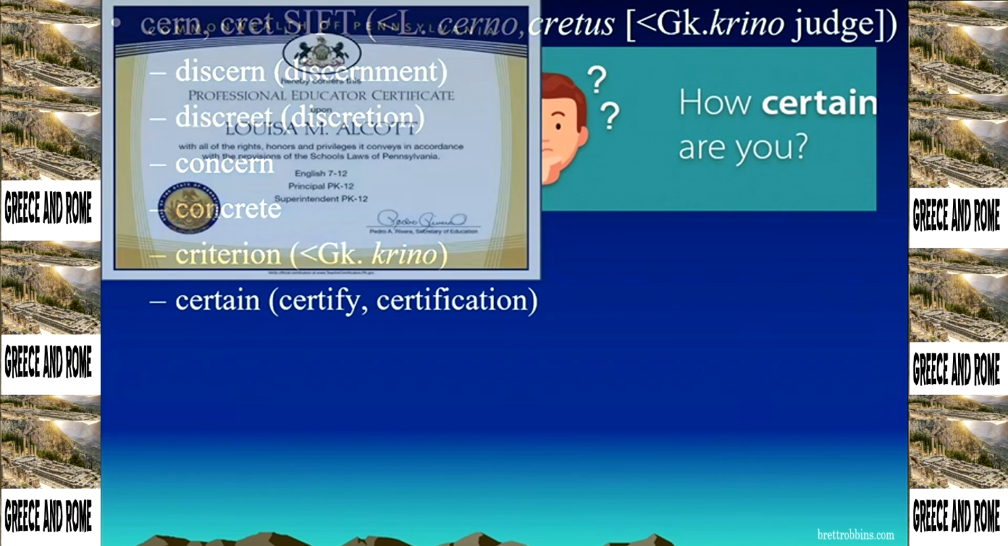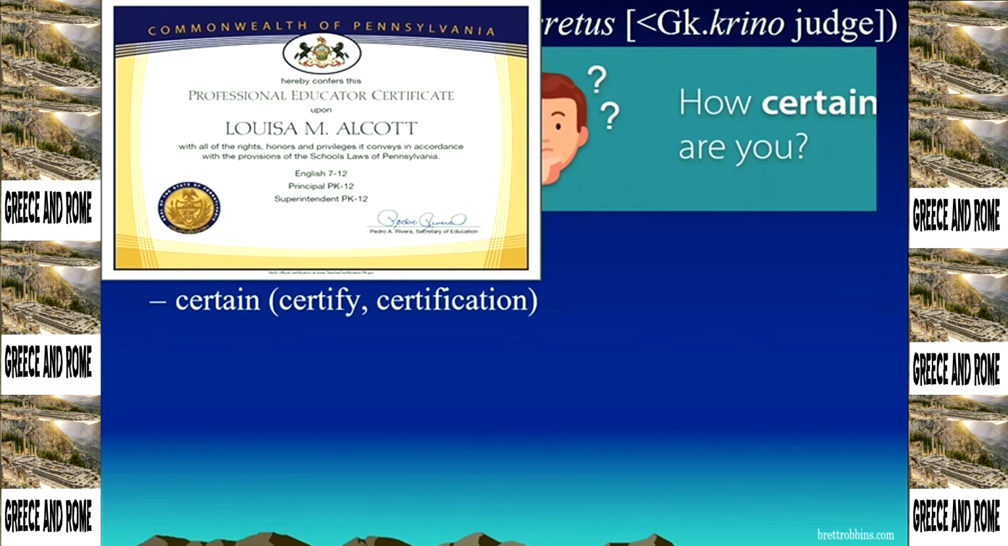And when you have certification for something, and I just grabbed this out of the hat, look at it, it's Louisa Alcott. But anyway, this is not a real thing, but a professional educator certificate. What does it mean? It's a certificate, so it's something that makes you someone who you can be certain deserves to be able to claim that you are qualified to do whatever it is the certification says you can do. That's what a certification is.